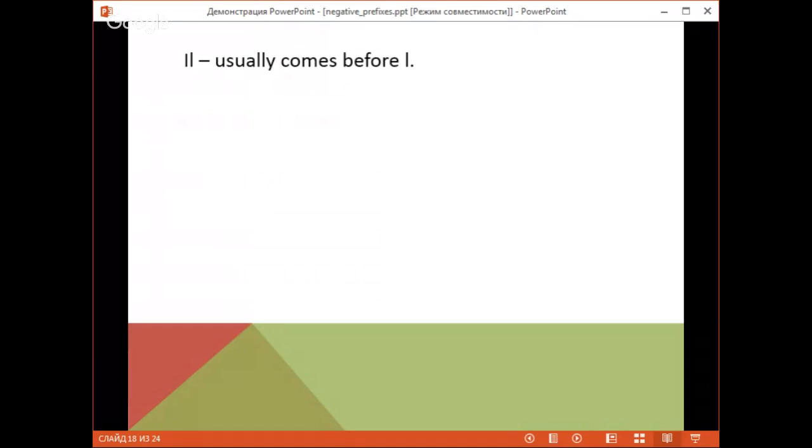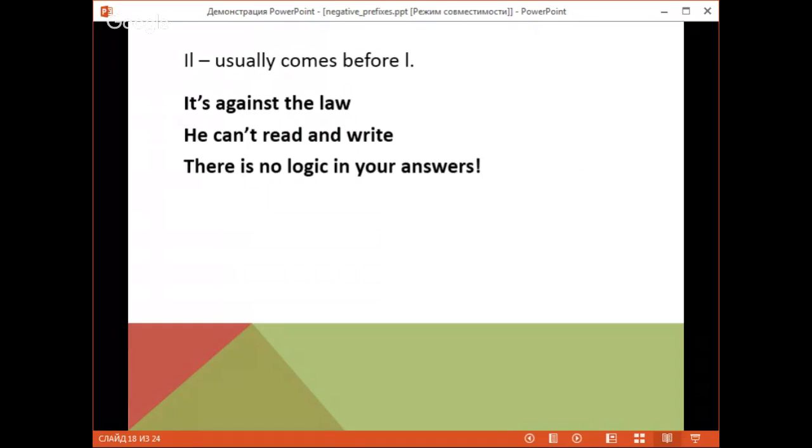The next variation is the negative prefix il, that usually comes before l. There are not so many examples of this one, but some of them are as follows. It's against the law. You can't read and write. There is no logic in your answers. And I can't read these. So those are definitions for which words?